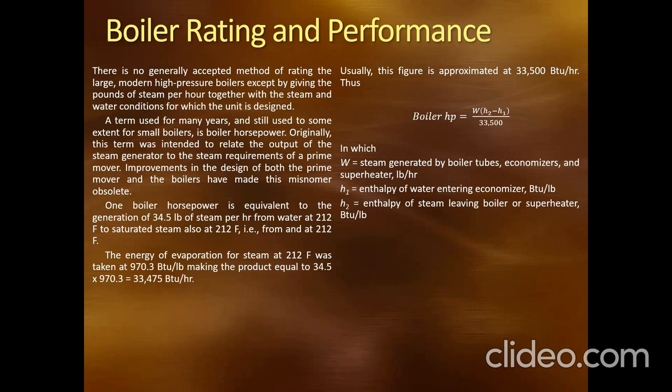It is only one, since the boiler tube and economizer are in series. S1 is equal to the enthalpy of water entering the economizer. S2 is equal to the enthalpy of steam leaving the boiler or the superheater.